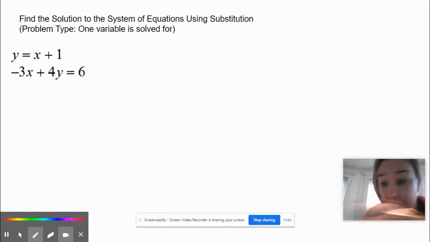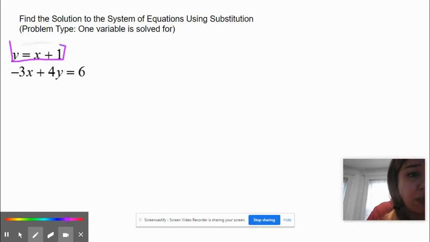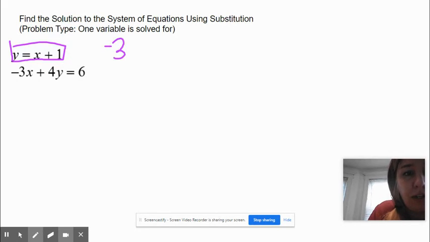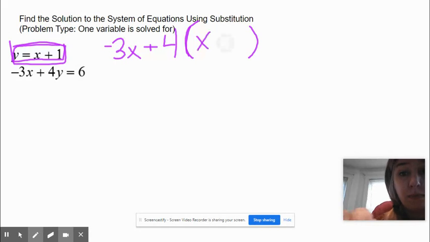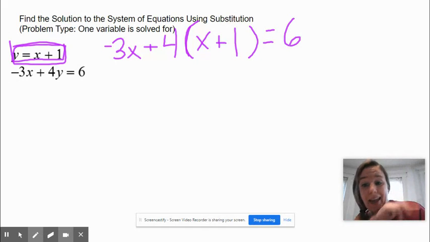Okay, so again, y equals x plus 1. So I'm going to rewrite this bottom equation. Negative 3x plus 4. And instead of writing y, I'm going to write what y is equal to. Y is equal to x plus 1. And that equals 6. So again, this would be your part A for your Edulastic assignment. Half the points is just being able to write this down.